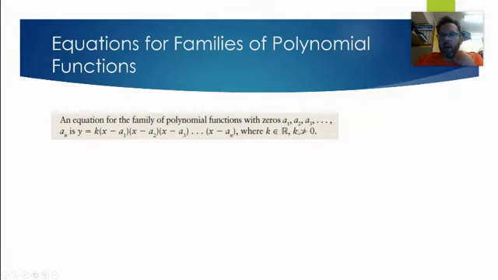What does the equation for a family of polynomial functions look like? If you're describing a family of polynomial functions with a certain number of zeros, it doesn't matter how many, the equation for that family is y equals some leading coefficient and then as many factors as necessary to account for all the zeros. So just off the top of my head here, let me make up a quick example.